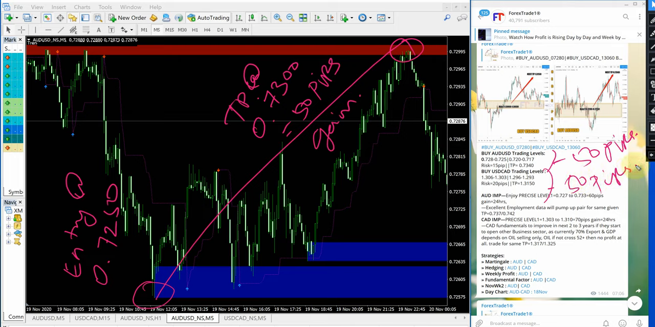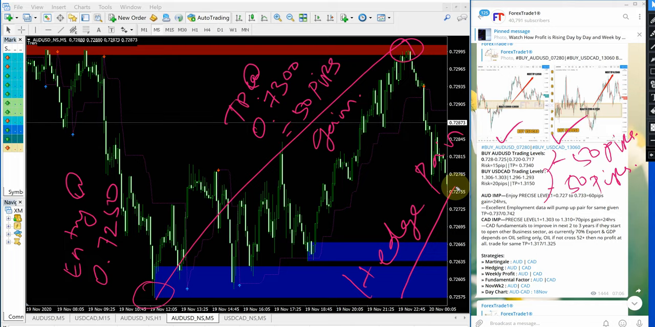Why are we giving buy AUD USD and buy USD CAD, these two signals together? Because these two are a hedge pair. That is the reason we are giving these two signals together. As you know, in a hedge, one script will perform and another script may not perform. But in today's case, both the signals performed in our given direction and gave 50 pips gain each.